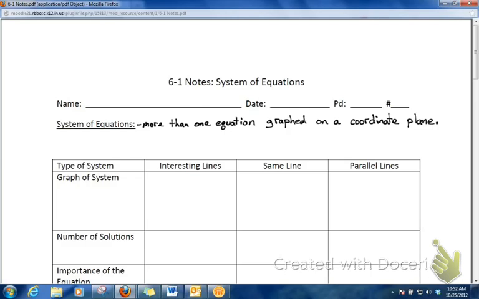A system of equations is simply more than one equation graphed on a coordinate plane. It could be 2 or 3 or 4 equations graphed on one coordinate plane. What we're going to be dealing with today mostly is two equations graphed on the coordinate plane.